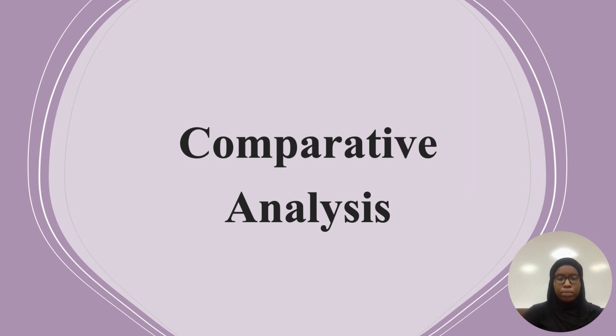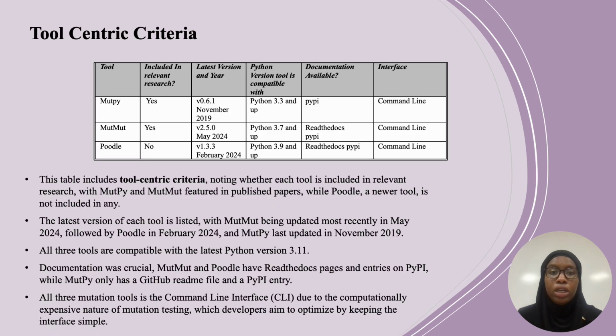Now let's move on to the comparative analysis. In this section, I'll be analyzing different components of the mutation testing tools to identify their advantages and limitations. The table below includes tool-centric criteria. The latest version of each tool is listed, with MutMut being updated in May 2024, Poodle in February 2024, and MutPy being last updated in November of 2019. All three tools are compatible with Python 3.11, which is the most recent Python update.